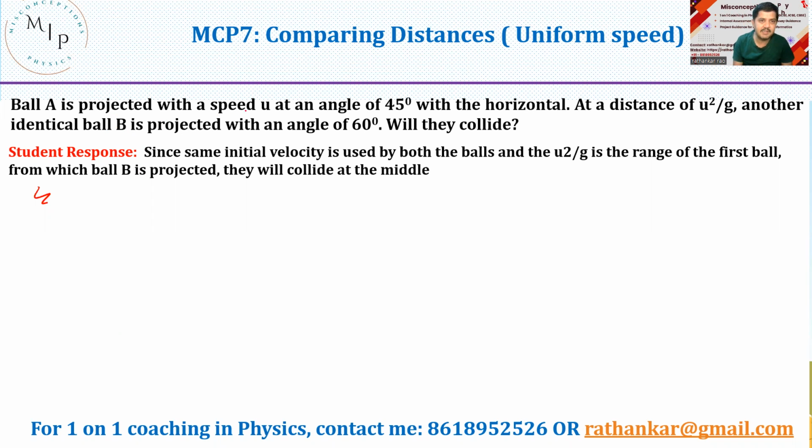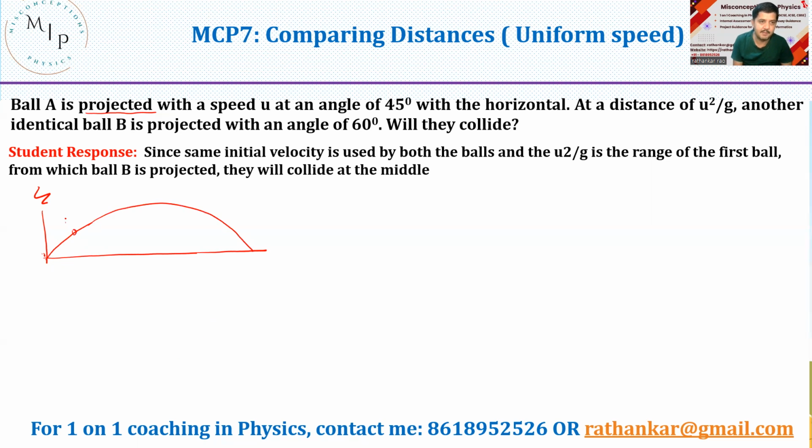So ball A is projected with a speed u at an angle of 45 degrees with the horizontal. Now we are talking about projectile motion. So you take a ball A, and let me write down the projectile motion here. You are throwing it like this, and ball A undergoes a projectile motion like this. It falls here.